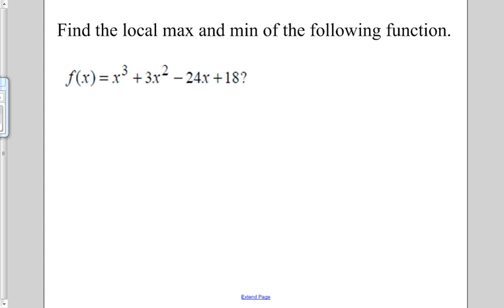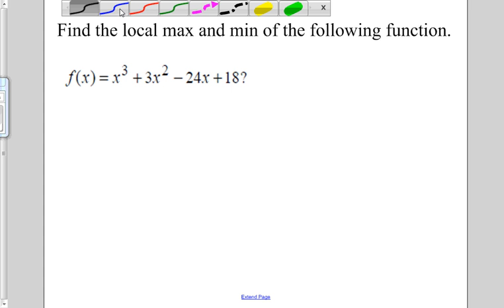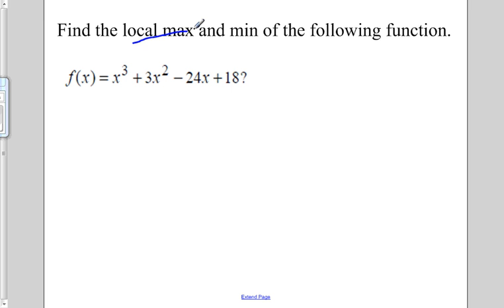All right, so given that, we want to be able to find the local max and min of the following functions. So what we need to do is find out when the derivative is either 0 or undefined. So let's find an equation for the derivative. Using the power rule, we know that the derivative is going to be 3x squared minus 6x minus 24. And we want to see when that equals 0. So let's do a little factoring.